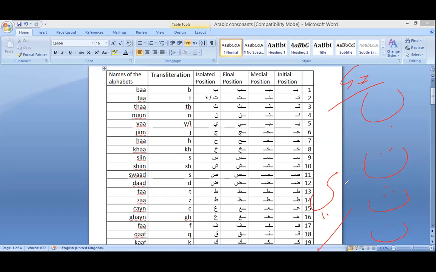These two, each and every one has two dots. But again, you need to look at the position. This one has two dots above and this one has two dots below. Now let's look into the pronunciations.